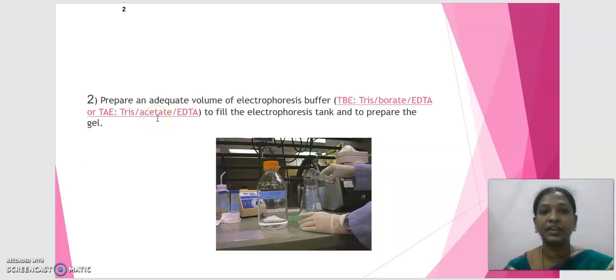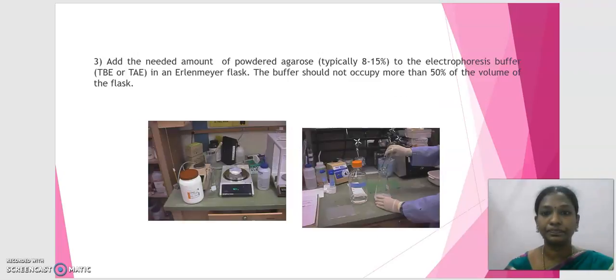The second step is to prepare an adequate volume of electrophoresis buffer. That is usually TBE, Tris borate EDTA, or TAE, Tris acetate EDTA. These are commonly used as buffer to fill the electrophoresis tank and to prepare the gel. Usually the gel is in powder form, that is agar powder, of which we take the correct amount needed, and that gel powder has to be made into liquid by using this buffer solution only.